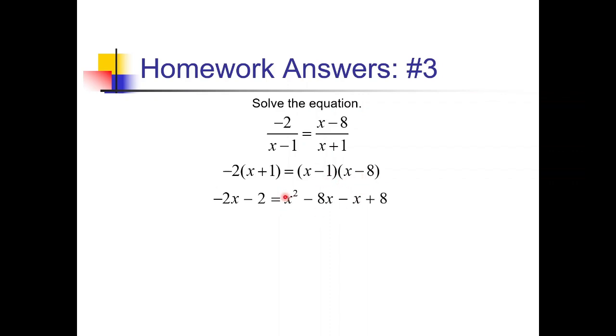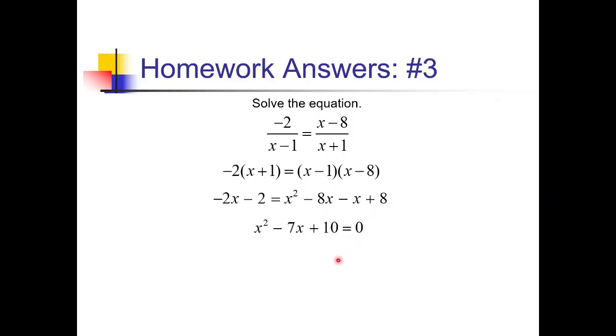This is a quadratic, so let me just move everything over to one side and zero this out. We'll keep the x squared over on the right side there on one side. Also on this side, we have negative 8x minus x, that's negative 9x. If I add the 2x over there, that's now going to be negative 7x. And then if I add this 2 to combine with the 8, that gives me a plus 10 over there.